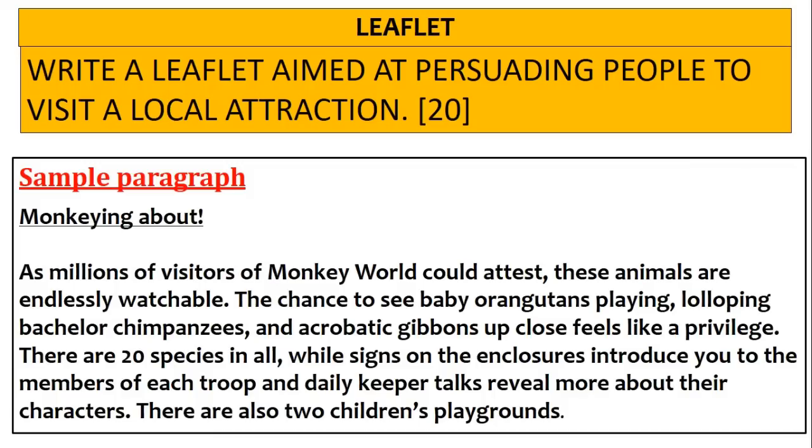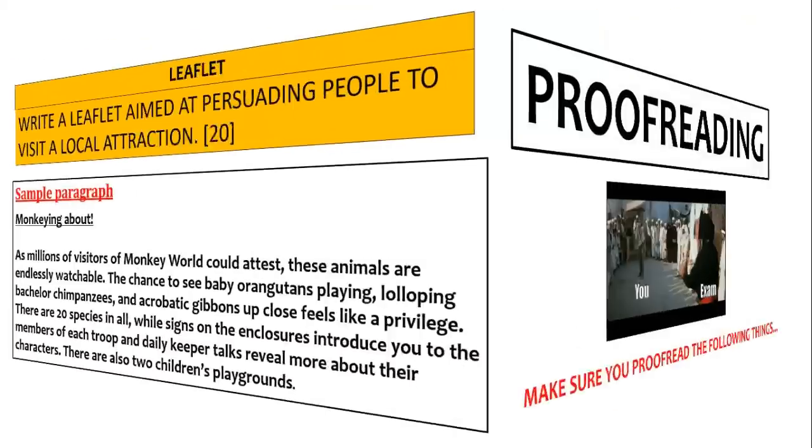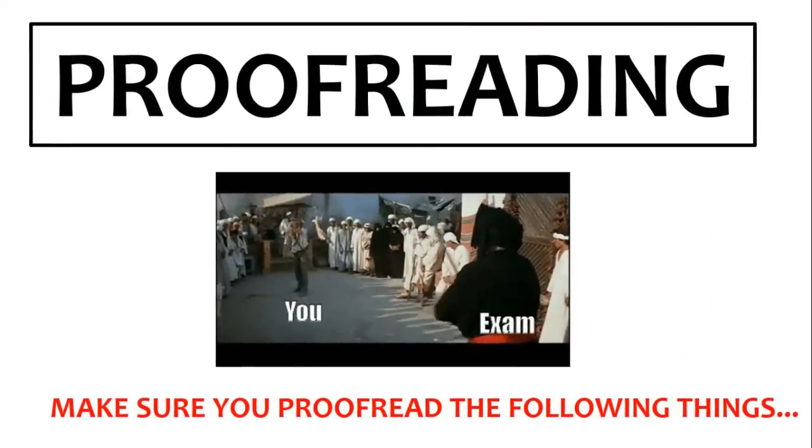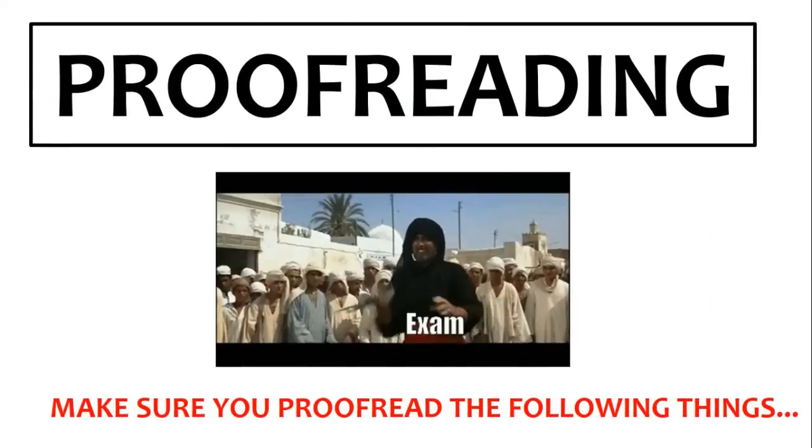So I've used statistics, millions of visitors. I've used power of three. I've used words like privilege to show how great it is. And I've also made up stuff about the park to get people to go. So there's daily keeper talks. So that's all the stuff that you're going to learn for the exam. And now we're going to look at things you need to do to make sure you get top grades.